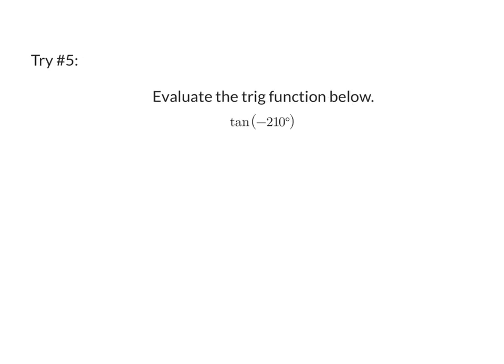In our try, we want to evaluate the trig function for tangent of negative 210. First, let's start by figuring out where negative 210 is. Well, let's go negatively. This would be negative 90 degrees. This would be negative 180. So negative 210 must be somewhere here.